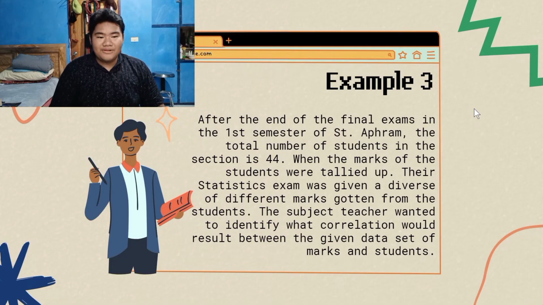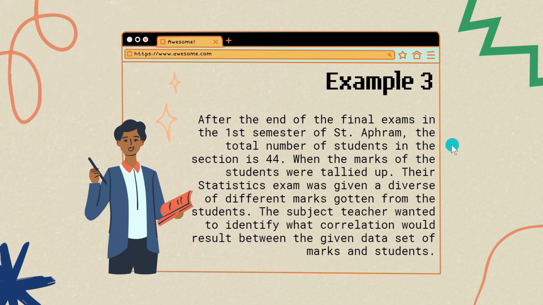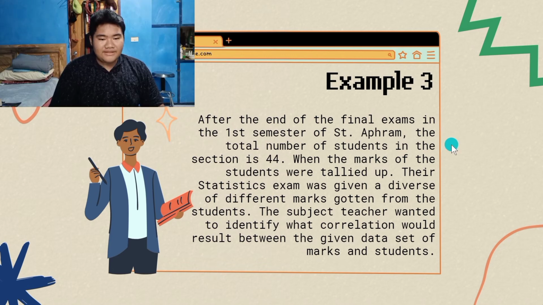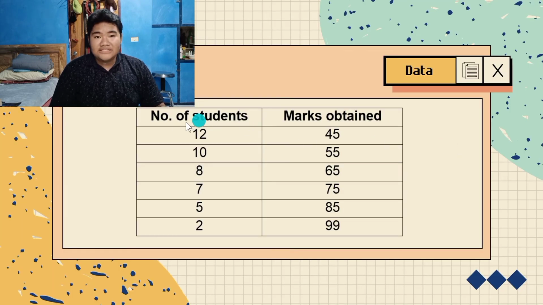Next, final example. After the end of the final exams in the first semester of St. Afram, the total number of students in the section is 44. When the marks of the students were tallied up, their statistics exam was given a diverse set of different marks gotten from the students. The subject teacher wanted to identify what correlation would result between the given data of marks and students. And this is our given data. Our x value shows the number of students, while our y values shows the marks obtained.